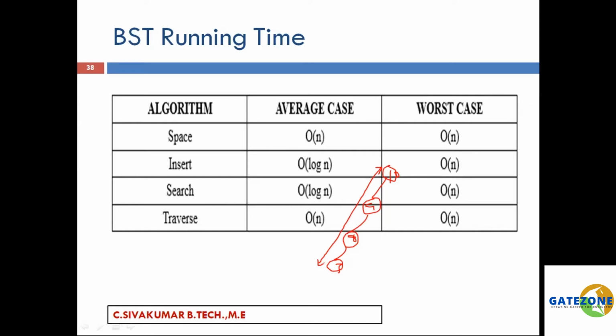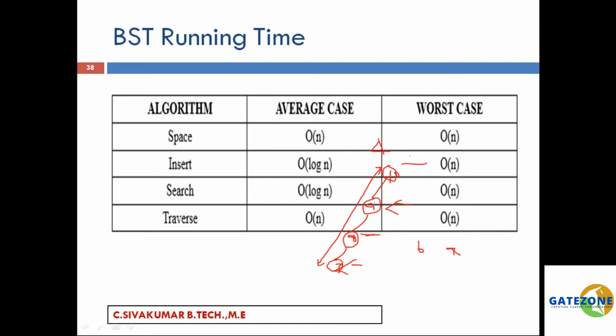Suppose you want to insert an element, for example 6. Consider it is 6. What do we do? First you compare with the root node, then compare with 9, 8, 7. Now how many comparisons do we have to make? 4 comparisons. There are totally 4 elements in the tree, but we have to compare with all the elements. So this situation is what we call the worst case.